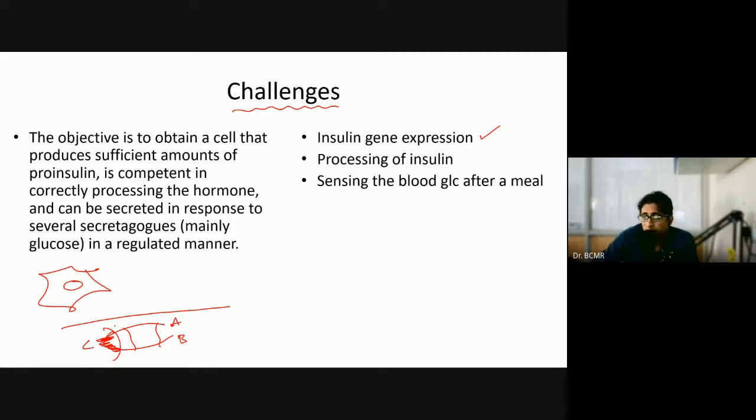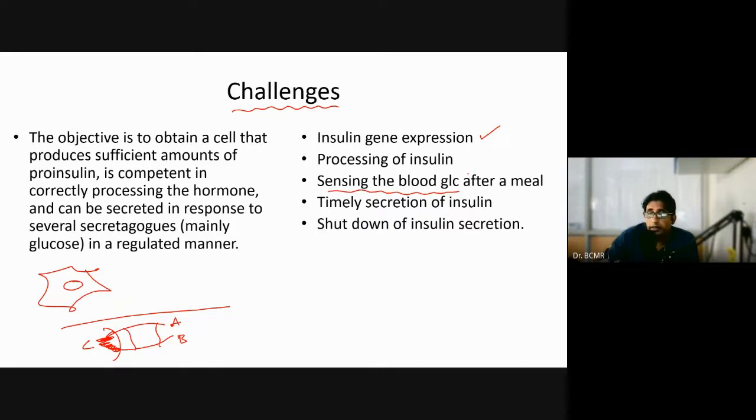Then when should insulin be released? It should be released only when there is high blood glucose, usually after a meal. How much should be produced is also important. And then when the blood glucose has reduced, it should shut down the insulin secretion as well.